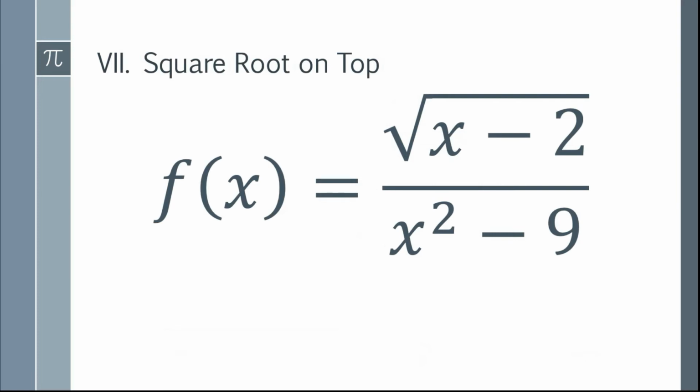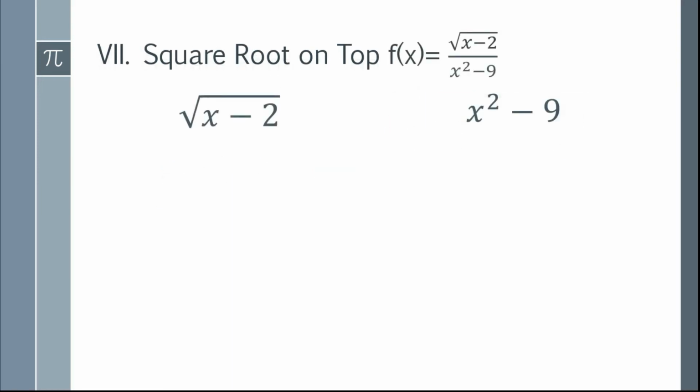Okay, square root on top, and you also have a denominator. You have to compare these two. So let's start with the square root of x minus 2 first. Get x minus 2, it's greater than or equal to 0. Now, x is greater than or equal to 2.